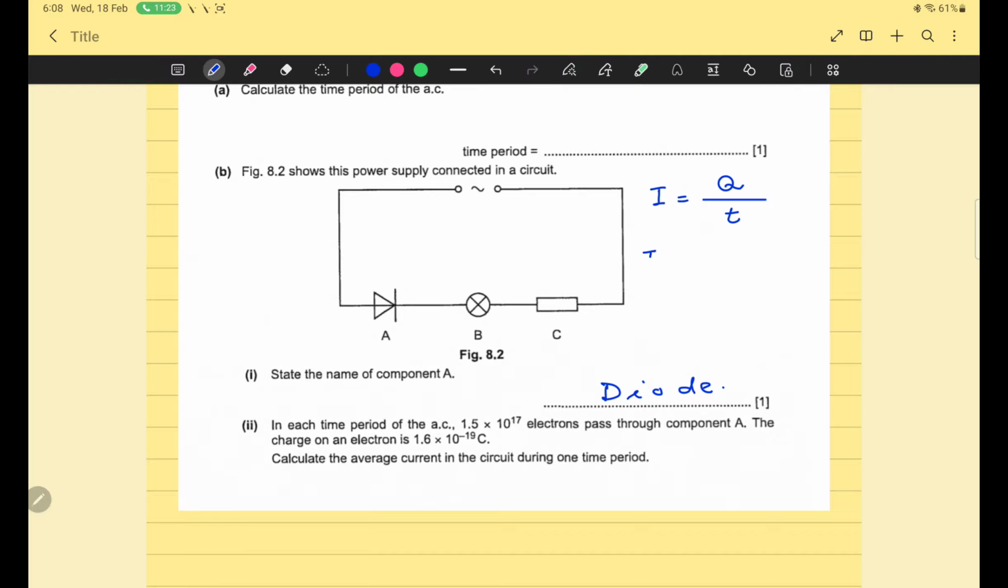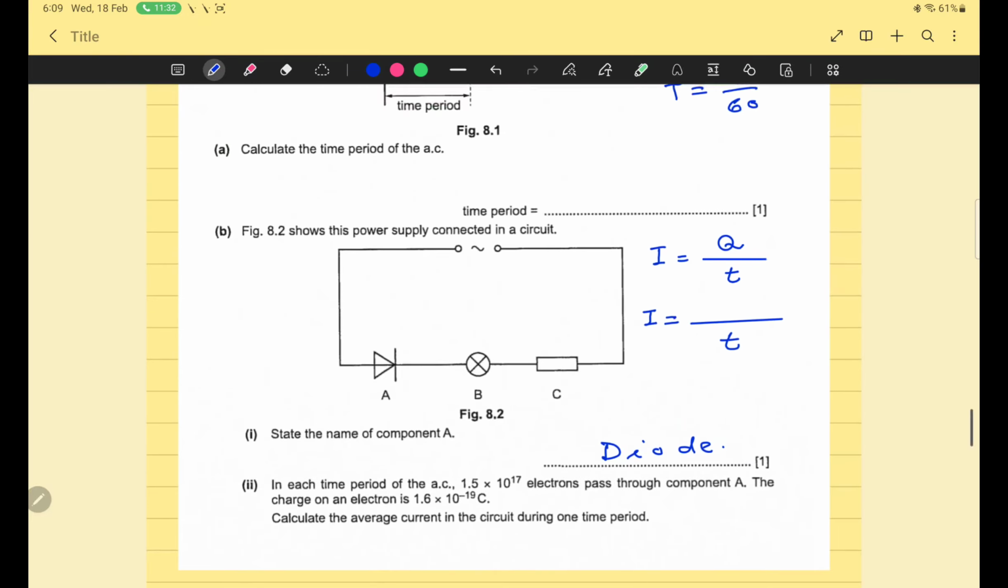I is equal to Q upon T. It is the basic formula of current. But in this question, I think you should memorize it. Sir, charge is equal to Ne. N for number of electrons, E for charge of one electron. So Rafi's answer is right. Yes, sir, this is the charge of one electron, and this should be multiplied with the number of electrons.